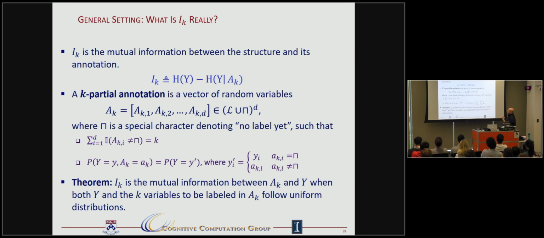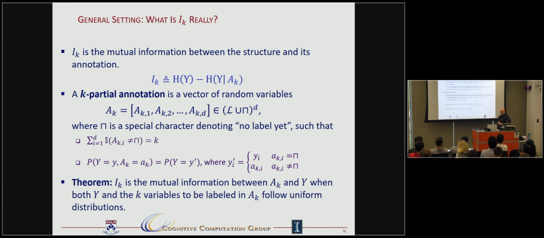So I think about a K partial annotation as a vector of random variables with one additional symbol, which is the no-label-yet symbol. And then I have a joint probability distribution over the Y, the assignment, and the partial annotation. And we can show that I_K is really the mutual information between A_K and Y, where both are labeling using the uniform distribution.